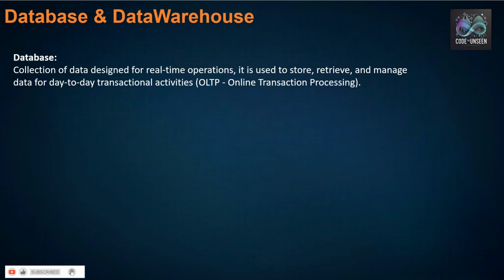So a database is essentially a collection of a specific type of information that's designed for real-time operations. It's used to store, retrieve, and manage data for day-to-day transactional activity. And that's why it is called OLTP, which is also known as online transaction processing. OLTP is all about speed and accuracy. When handling day-to-day transactions, think about banking transactions, order processing, or inventory management. Databases like these are designed to make frequent, small scale updates and ensure that the data remains consistent and reliable.